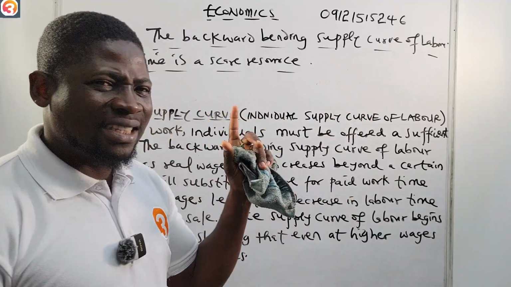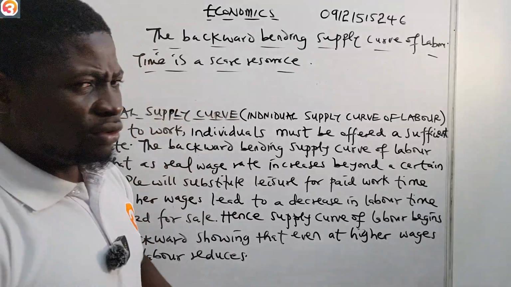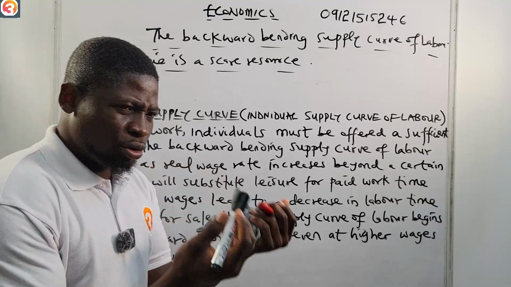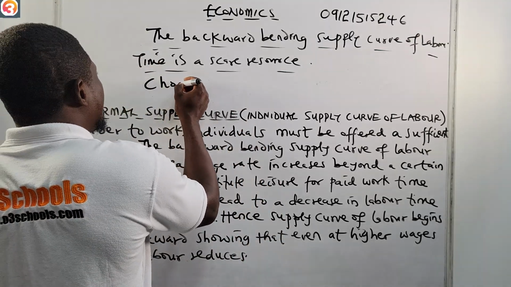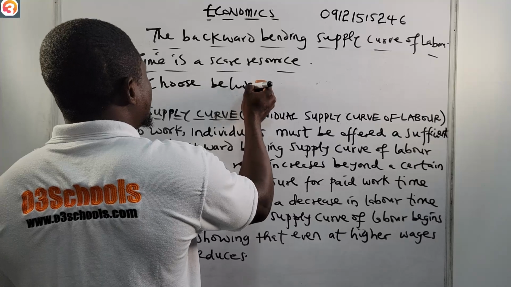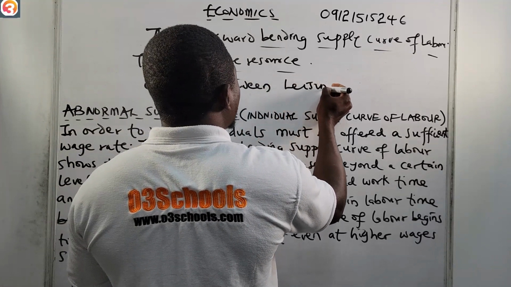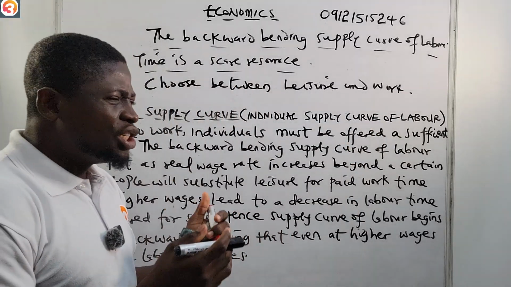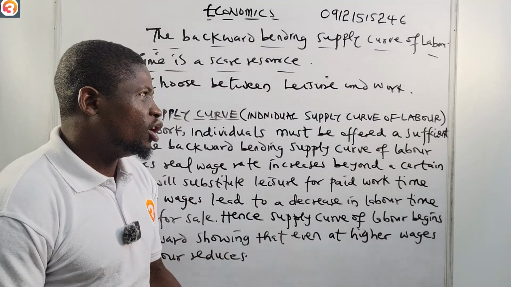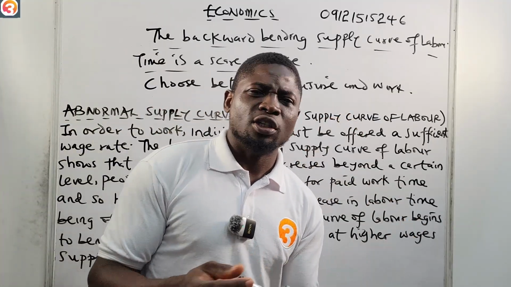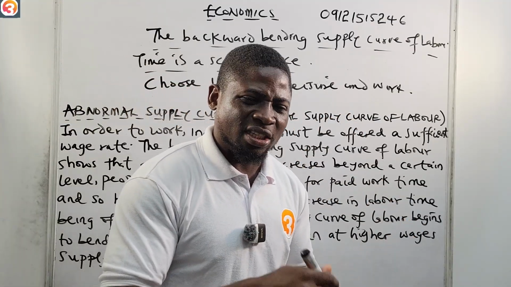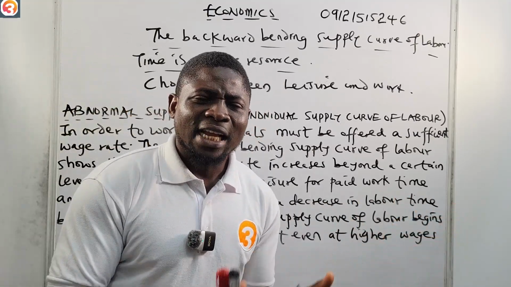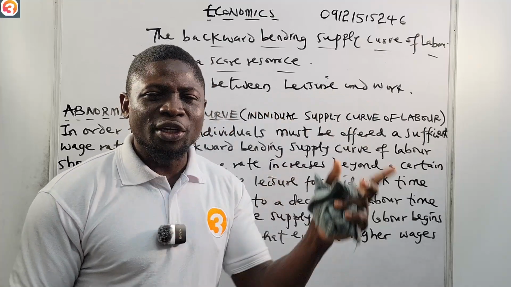So the first thing you need to understand is that time is a scarce resource. Two, individuals, like I have said already, have a choice. They can choose between leisure and work. They can choose to enjoy or choose to work. It is their choice, because it is their time, and time is a scarce resource. Once you choose work, the other one, leisure, will be the opportunity cost.